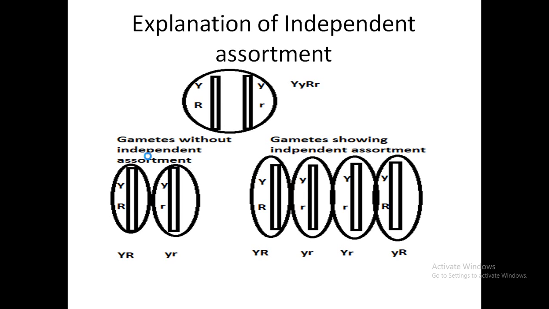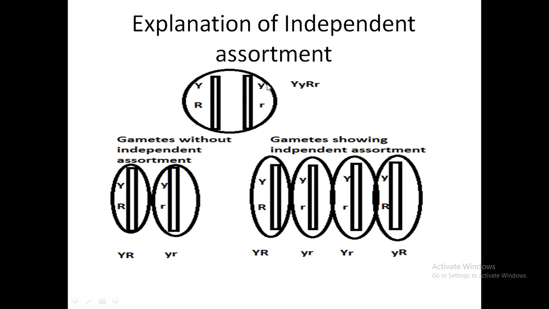In a dihybrid cross, we consider two pairs of alleles. One allele pair, capital R, small r, controls the shape of the seeds, that is round or wrinkled. The second allele pair controls the color of the seeds, yellow or green. During gamete formation, each gamete receives only one copy of the allele pair. So here you can see two gametes are formed from this.